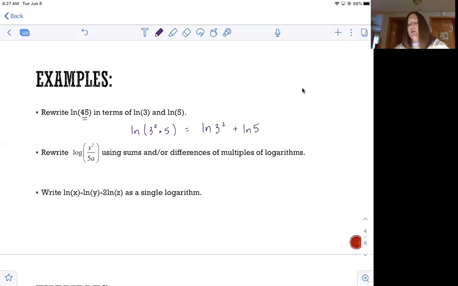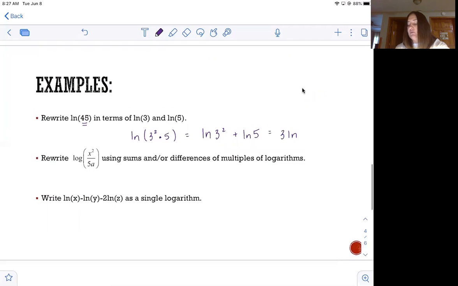Now, we do have one other property. We have this exponent on the 3, so that would be equivalent to 2 ln of 3 plus the ln of 5. And that's what that question is asking you to do.